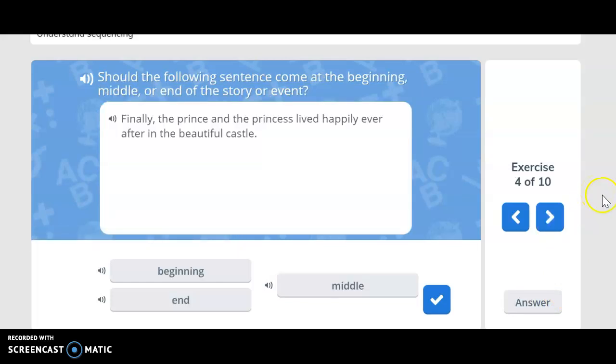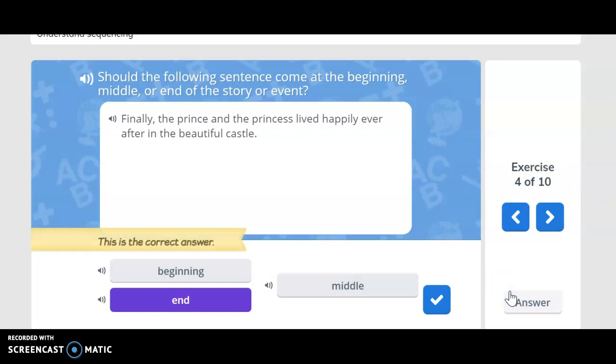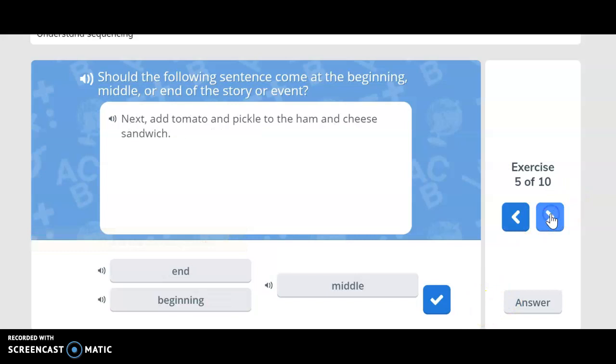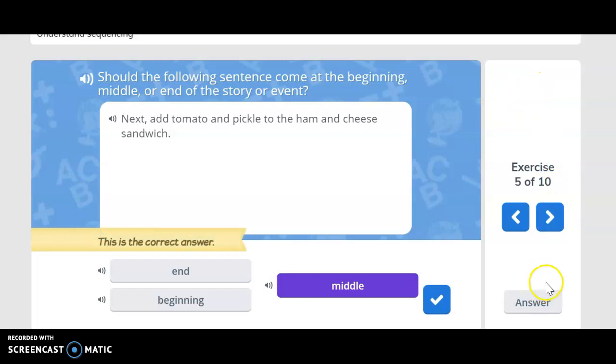Should the following sentence come at the beginning, middle, or end of the story or event? Finally, the prince and the princess lived happily ever after in the beautiful castle. You said end, you are correct. Should the following sentence come at the beginning, middle, or end? Next, add tomato and pickle to the ham and cheese sandwich. You said middle, you are correct.